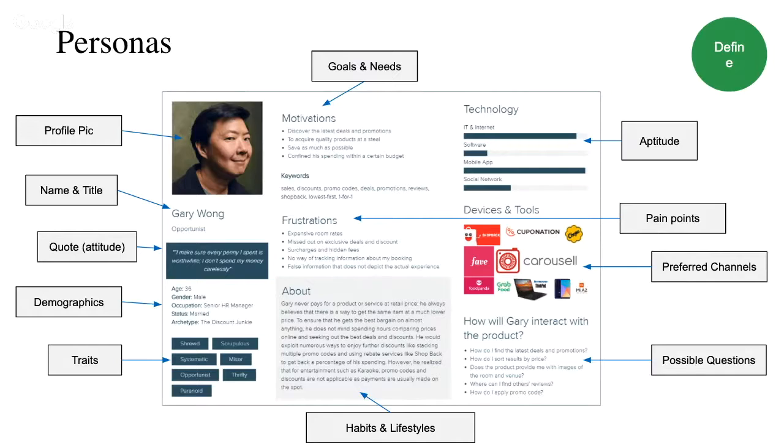So some of the common essentials will be the profile page, name and title, quotes that reflect the attitude, demographics, and traits that reflect the characteristics of this person, right? And also goals and needs, etc. So if you think about it, this persona synthesizes all the end users that you have encountered into one simple chart that you can use for collaboration and making sure that your product is kept on track.